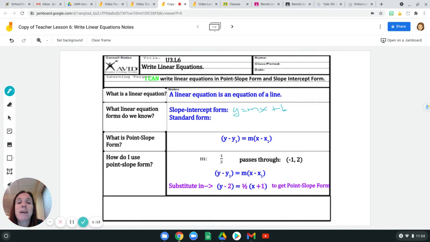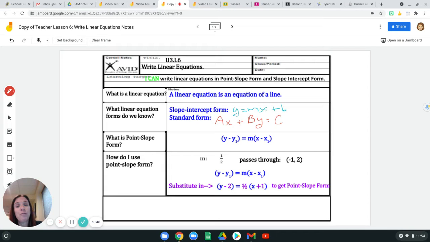And maybe label your parts. I'm not going to label them, but I recommend you label them. M is your slope. That's how the line moves. And b is your y-intercept. That's where the line crosses the y-axis. Then we learned standard form. Standard form is written with a capital A x plus a capital B y equals capital C. And from standard form, we can get the intercepts to build our line.